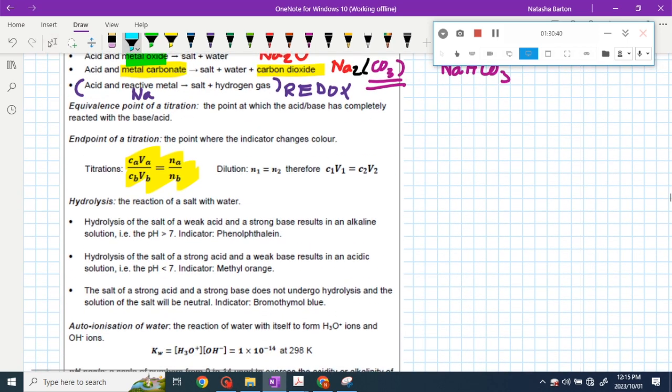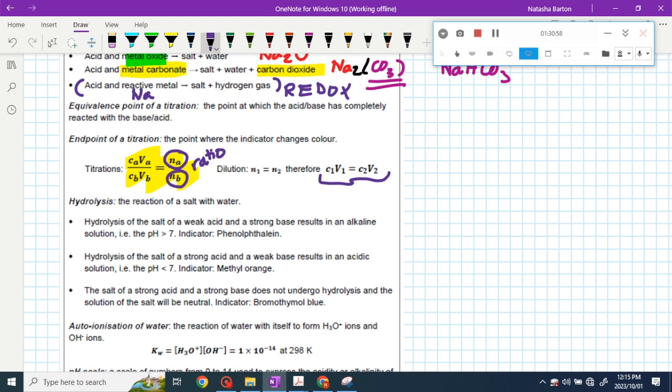Okay. Guys, titrations, very important with this formula. You know that these numbers is not the number of moles that you calculate. It's the number of moles from the mole ratio in the balanced chemical equation. For dilutions, we make use of this formula.